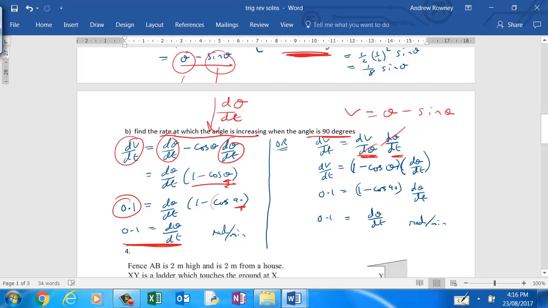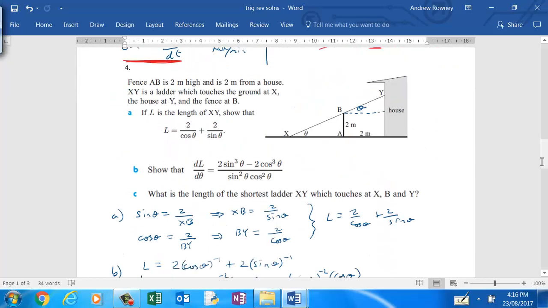Now if you do dV by d theta, that's the derivative of this with respect to theta. The derivative of that one is 1. The derivative of that one is cos theta, so it's 1 take cos. So that bit's done. And then you follow up by d theta by dt. Now we're going to put theta as 90, 1 take cos 90, and we're getting the same thing as on the left. So it's 1 take 0, and so we get d theta by dt is 0.1.